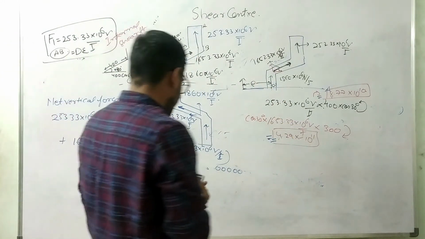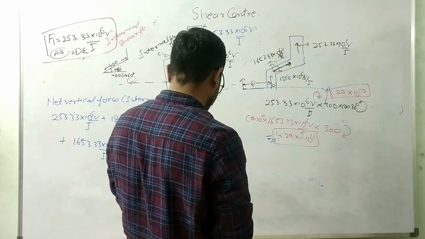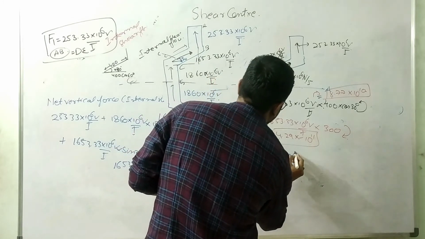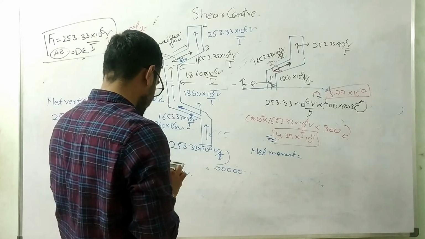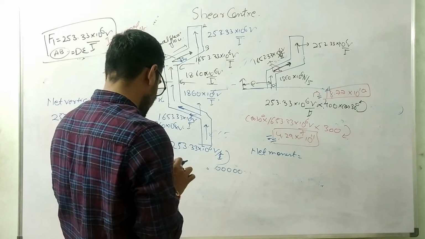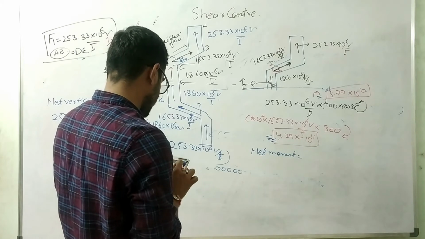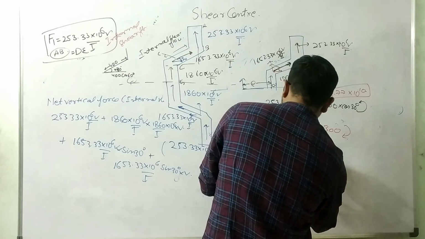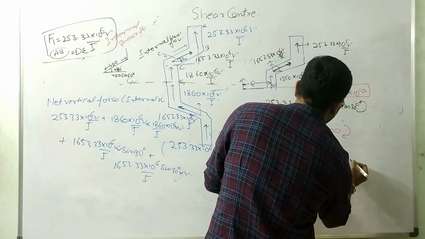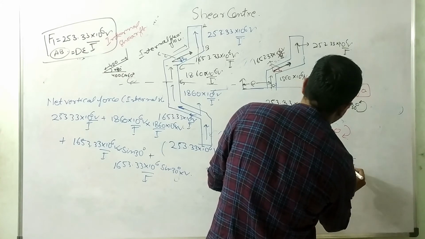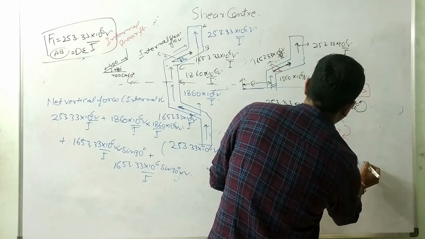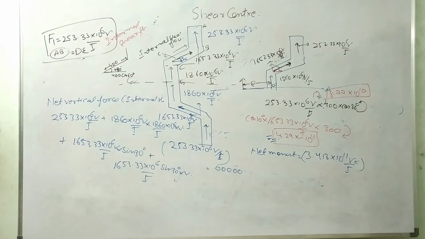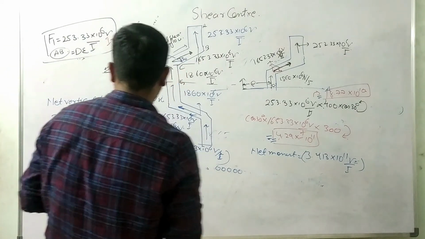So what will be the difference of the moments, the net moment? The net moment is equal to 4.29 minus 8.77. So the net moment is 3.413 into 10 to the power 11, times V over I. Okay. So now we need to calculate where the resultant will act.